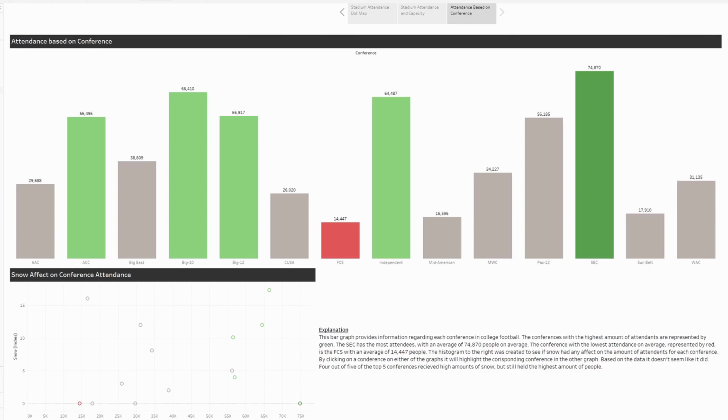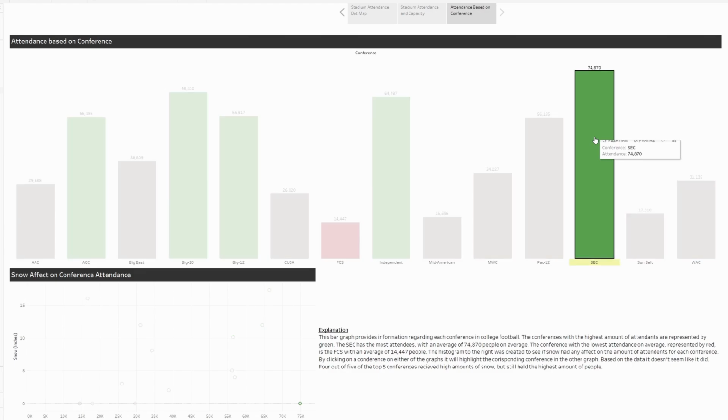The histogram to the right was created to see if snow had any effect on the amount of attendees for each conference. By clicking on a conference on either of the graphs, it will highlight the corresponding conference in the other graph. For example, if we click on the SEC, you can see which dot on this map represents the SEC, and because the SEC is located in the southeastern United States, they don't have to deal with snow, so there is no effect of snow with the SEC.